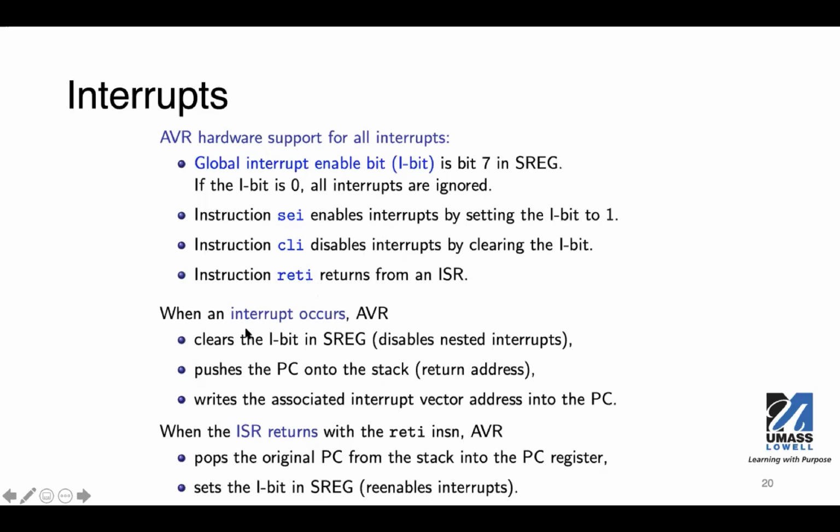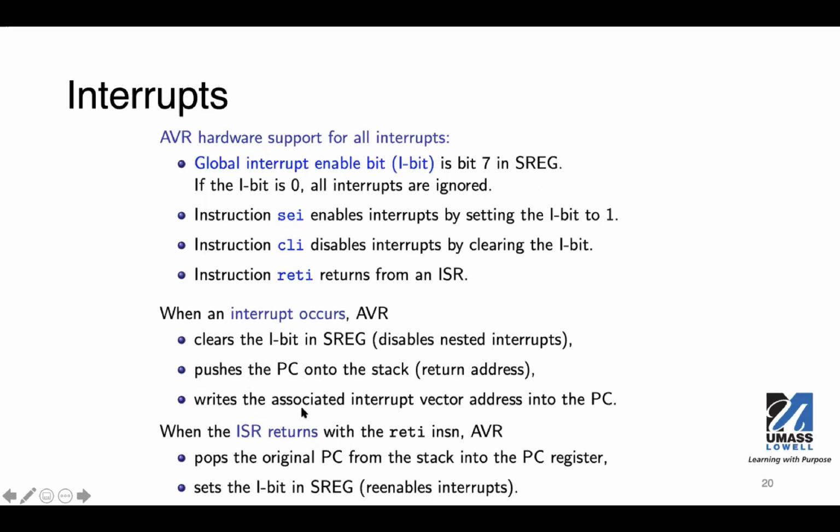When an interrupt occurs, it will clear the I bit of the SREG register. That is to disable further interrupts. So that will not allow nested interrupts, which can be very messy to deal with for this little processor. You'll then push the program counter onto the stack, and that's the return address to help the processor get back to the main program.